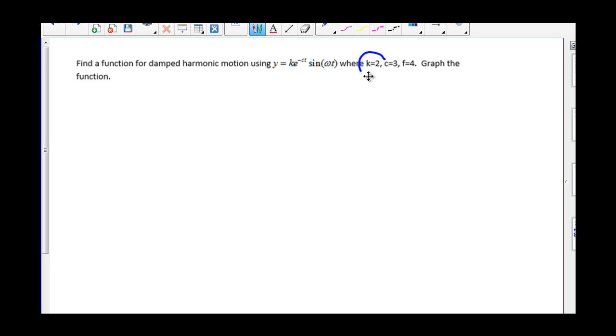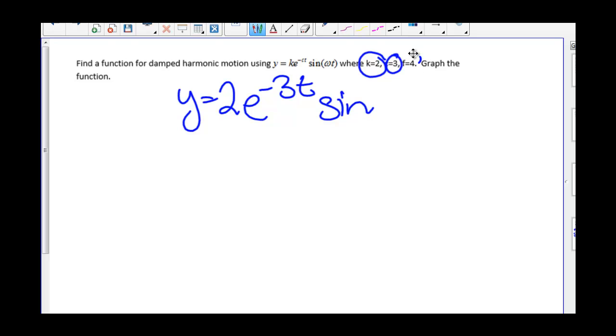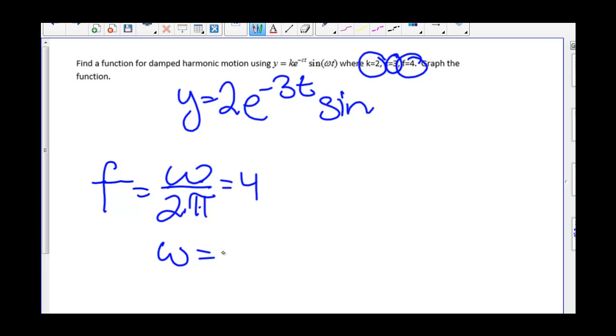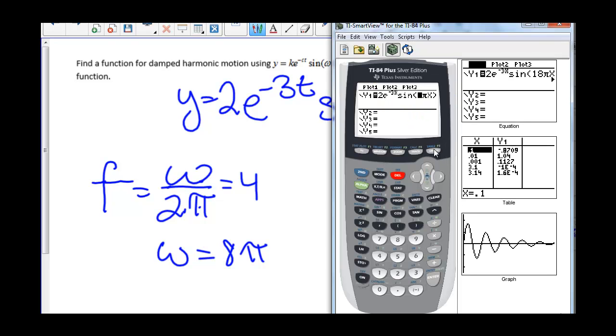So k equals 2. So we have y equals 2e, c equals 3, to negative 3t, sine, our frequency is 4. So frequency is omega over 2 pi, and that has to equal 4, so omega equals 8 pi. So sine of 8 pi t. And then it asks us to graph. And here is our damped harmonic motion.